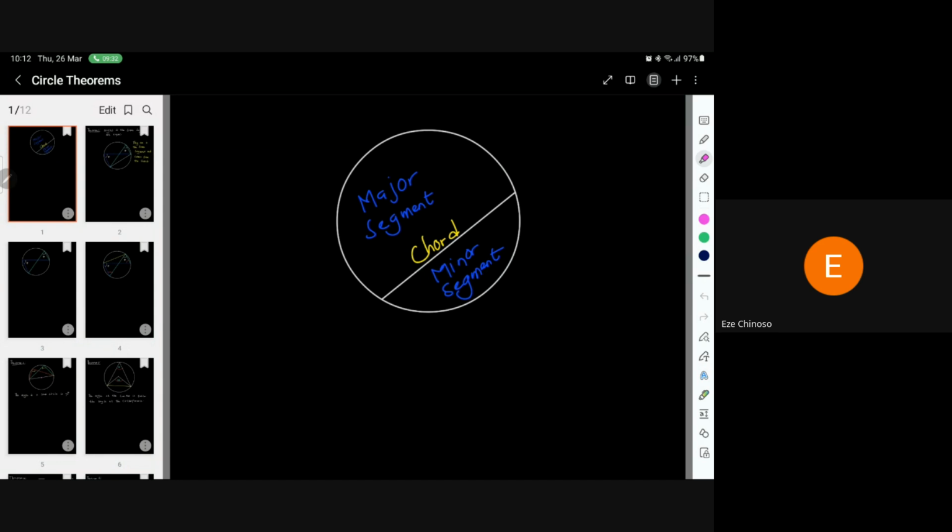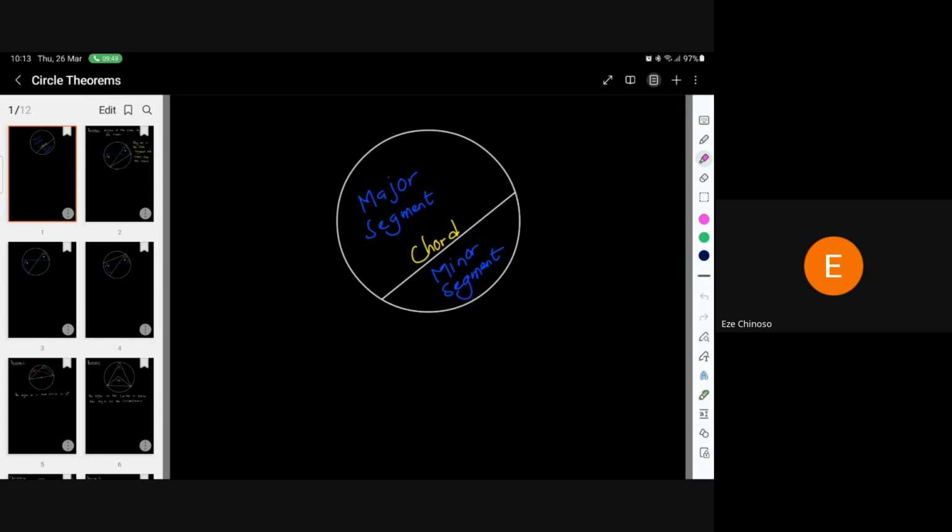Now for us to understand the circle theorems, we need to understand what a circle is and the different parts of a circle, right? Because different parts of a circle are going to help us to understand how those theorems work and how to apply them, right?